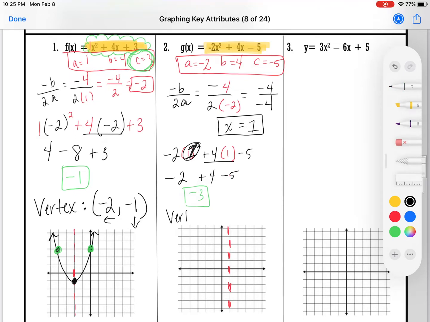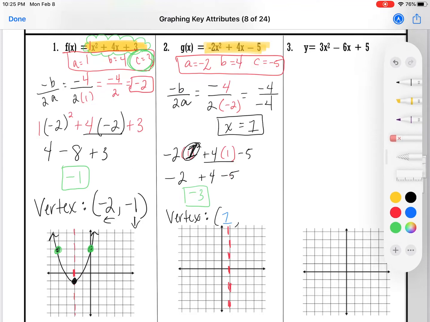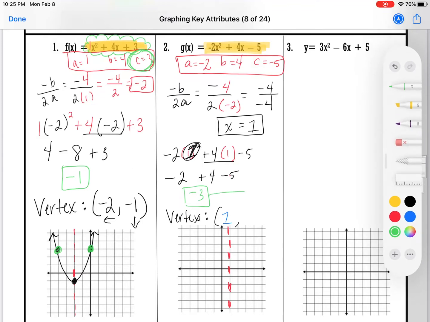So my vertex is going to be the original number that I got right here. That's the x of my vertex. And then the y is the number I got right here, which is the number negative 3.